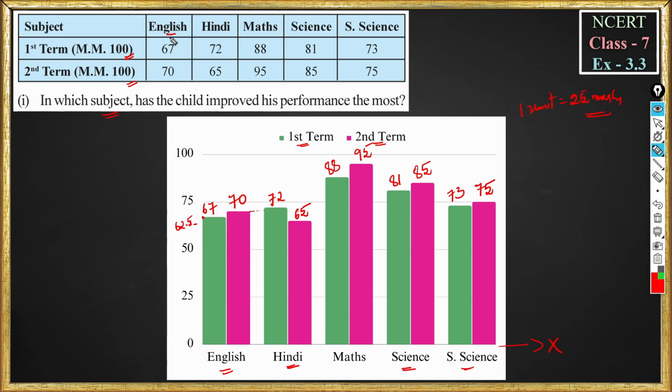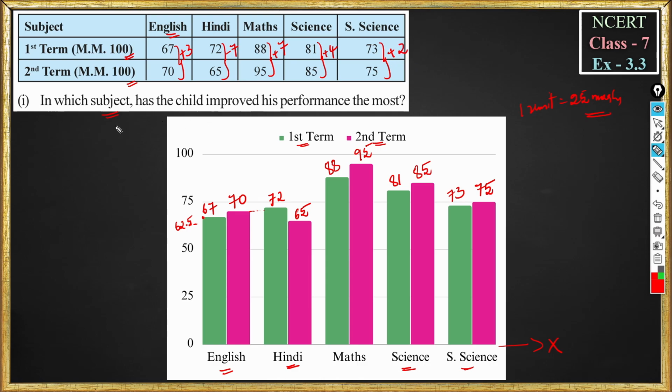So if you take the English subject, the improvement in score is +3. Whereas in Hindi, if you observe, the marks have dropped from term 1 to term 2. So here this became -7 marks. In maths, the score improved from 88 to 95. That is, he got +7 marks improvement from the first term to the second term. Whereas in science, 81 became 85, so 4 marks improvement. In social science, 73 to 75, that means 2 marks improvement.